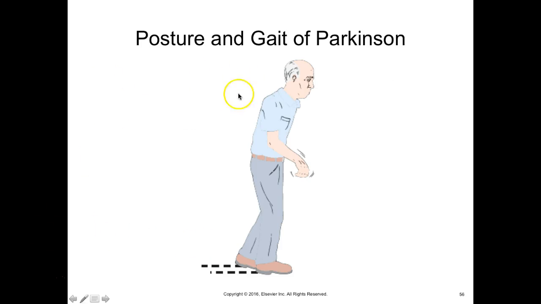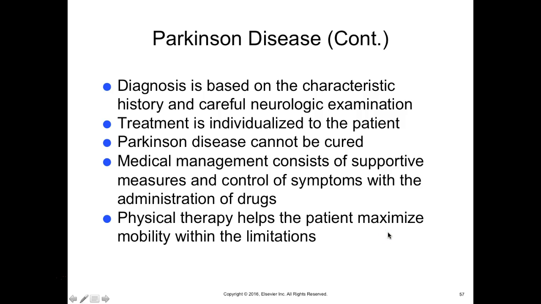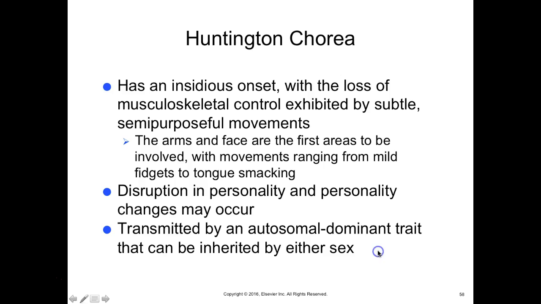Here's the posture and gait. You see that they're kind of hunched or stooped over, with tremor generally in the hands and the arms, and then this shuffling gait. Diagnosis is based on the characteristic history and careful neurologic examination, and treatment is individualized to the patient. Parkinson's disease cannot be cured, so there is no cure. There's just some treatment, hopefully, to delay some of the progression. Medical management consists of supportive measures and control of symptoms with the administration of drugs. Physical therapy helps the patient maximize mobility within the limitations.